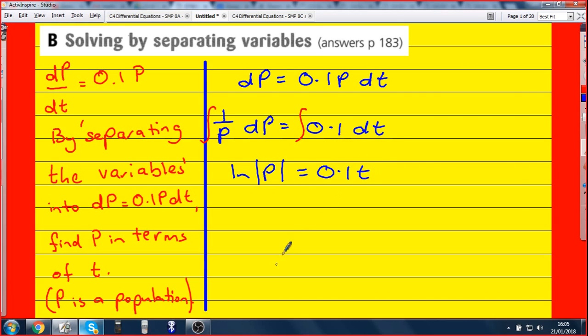And you're aiming towards getting p equals. Yeah, I think that's it. Any questions there?